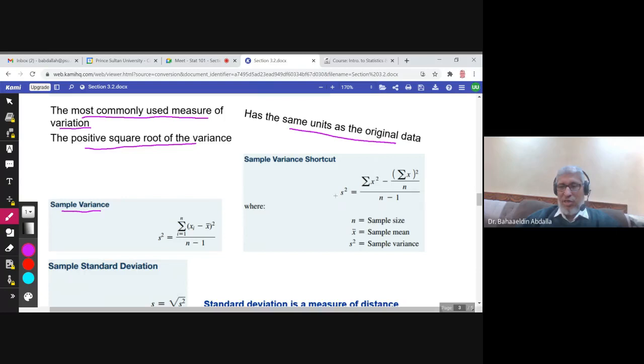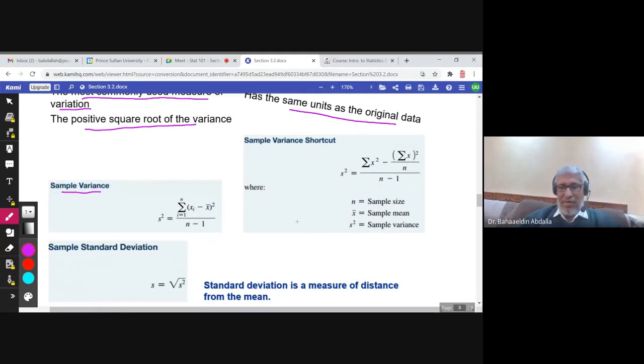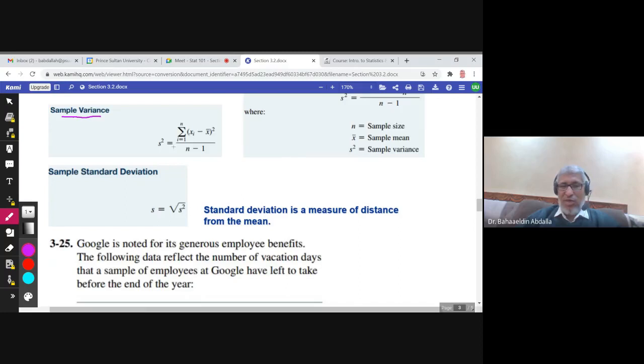While the shortcut or the computational formula is also the same, in the main denominator we divide by small n minus 1, but here by small n. Remember that x bar is the sample mean. The sample standard deviation would be the square root of S square, which is S.